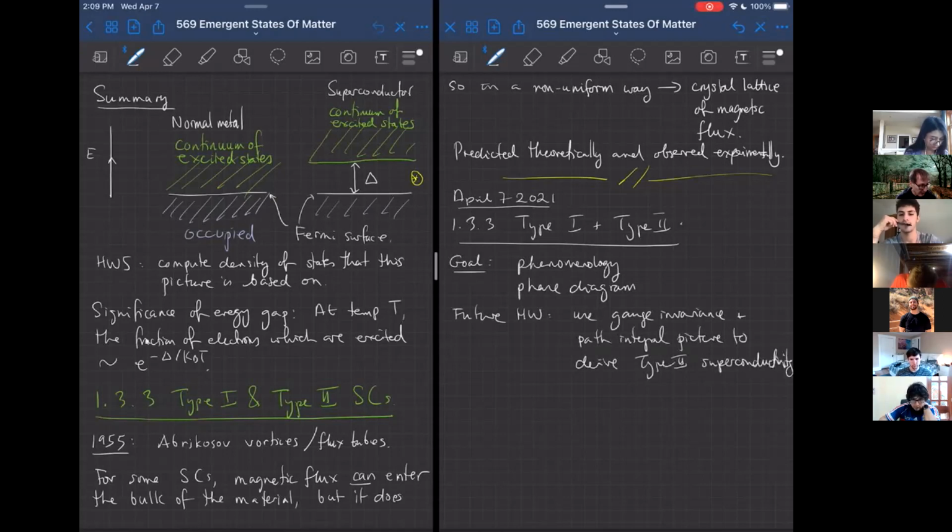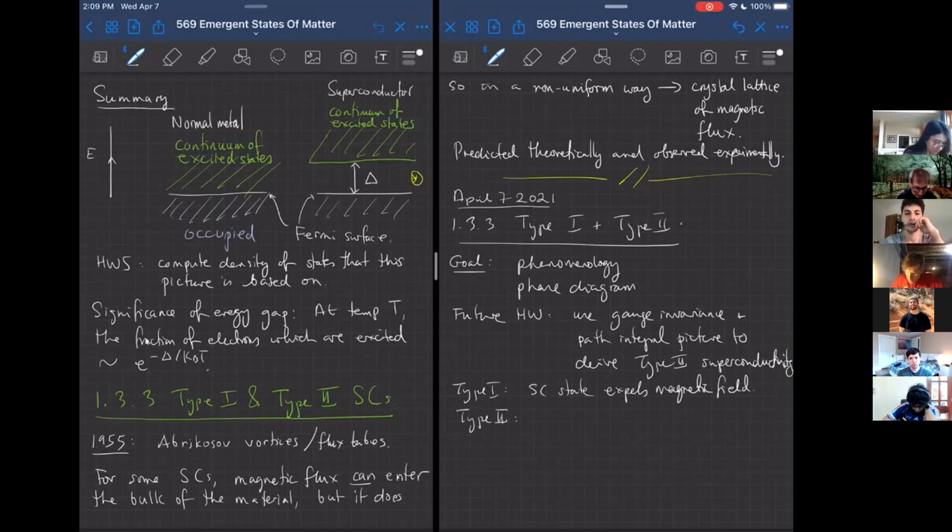So what is the basic idea? Type 1 superconductors are simply what we've seen already, that the superconducting state expels magnetic field. And in fact, we'll see later on, probably today, that that's not really quite true, but it's a good approximation up to a thin surface layer.